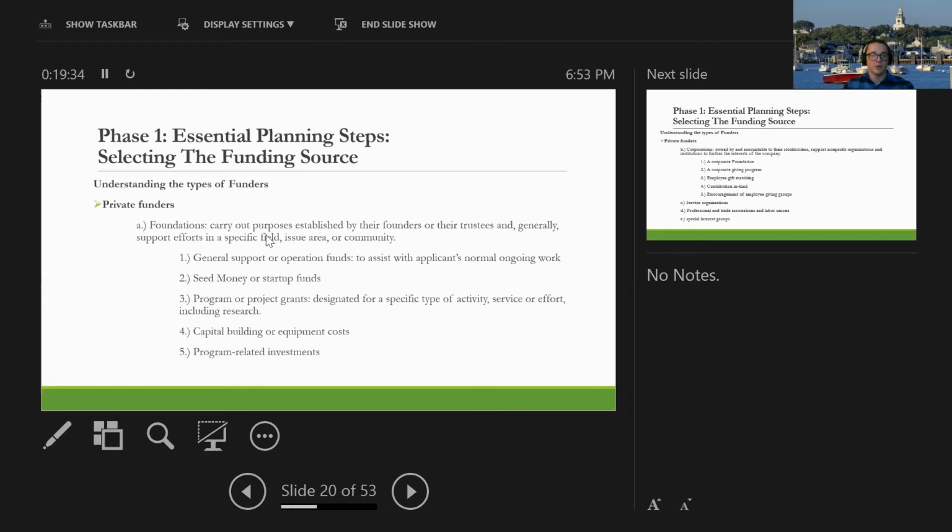And so understanding private funders. Again, we talk about foundations, which carry out purposes established by their founders, who are trustees and generally support efforts in specific fields, issue areas, and the community. And again, just some basic concepts we've already referred to: general support, operation funds.